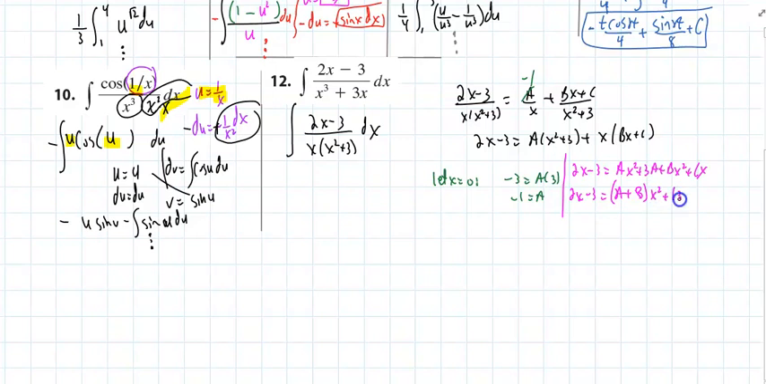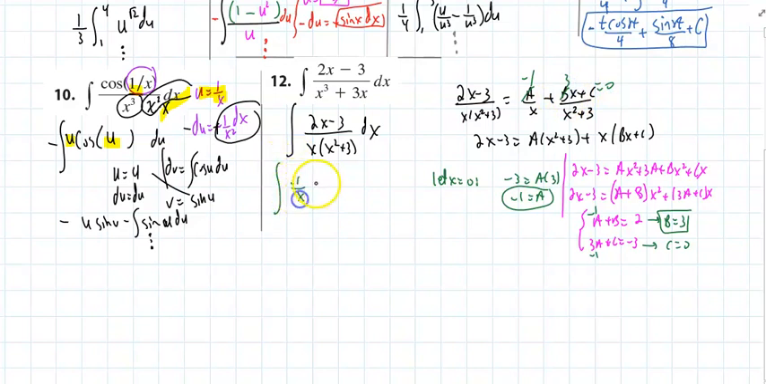easy to figure out. So here we know that a plus b must equal 2, and 3a plus c must equal negative 3, but I do know what a is. If I put a negative 1 there, that means b is 3, and if I put a negative 1 there, that means c is 0. So c is 0, and that is a 3, so this is actually the integral of negative 1 over x plus 3x over x squared plus 3 dx.